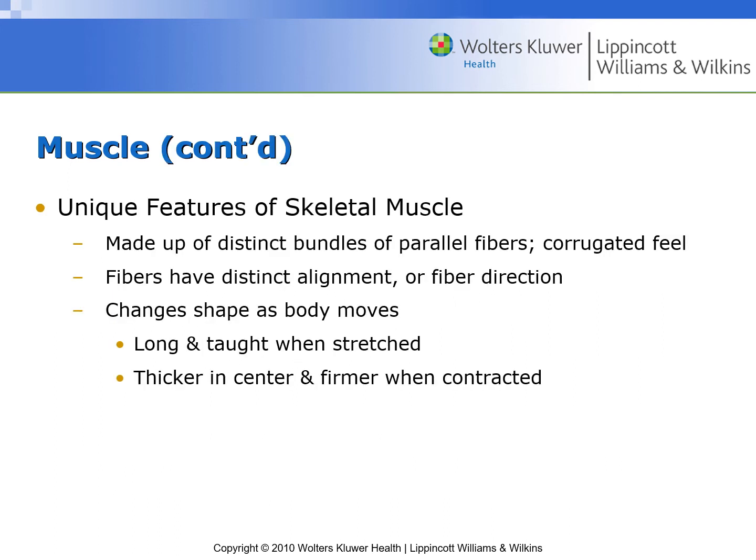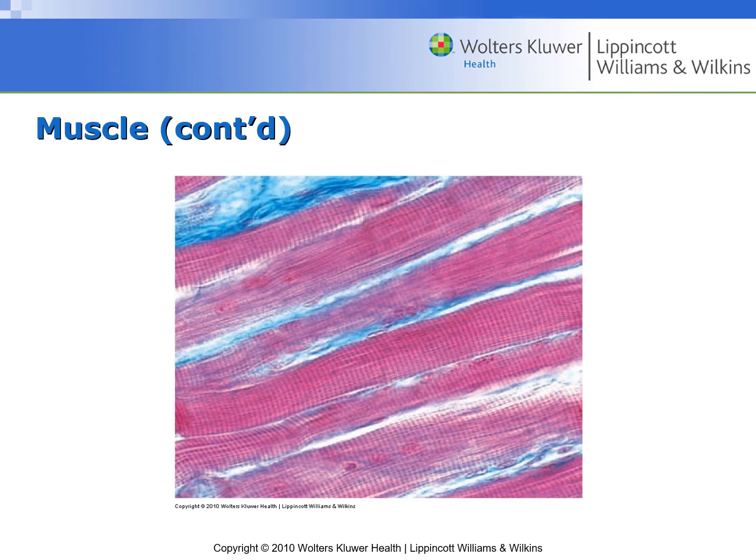Let's consider the unique features of skeletal muscle. Skeletal muscle is made up of distinct bundles of parallel fibers which have a corrugated feel. Skeletal fibers have distinct alignments or a fiber direction. Skeletal muscles change shape as the body moves. For example, they become long and taut when stretched, and they are thicker in the center and firmer when contracted. And here we have a microscopic view of skeletal muscle. The parallel bundles of skeletal muscle fibers help distinguish them from other structures such as bones, tendons, and ligaments when palpated.